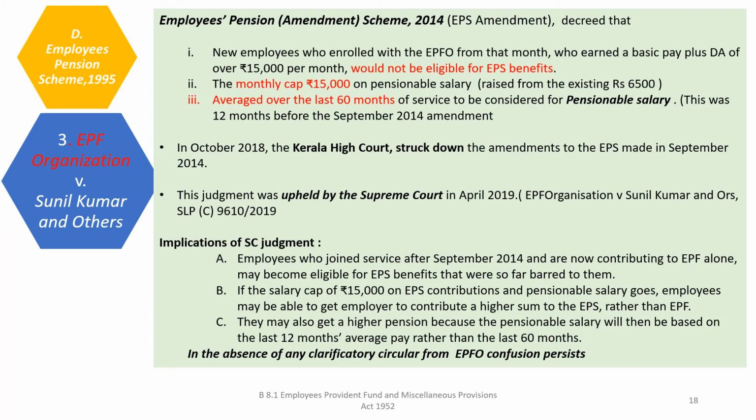What happens to people who joined after September 2014, who were not eligible for EPS benefits, but because of this latest decision of the Supreme Court, will now be eligible? Number two, if the 15,000 monthly cap is maintained, then for this EPS, employers have to contribute, and that amount has to go for the pension scheme rather than from EPF. And the monthly pension was based on a 12 months average earlier, but with the amendment it was reduced to 60 months. Now when it is restored, it will be an issue.